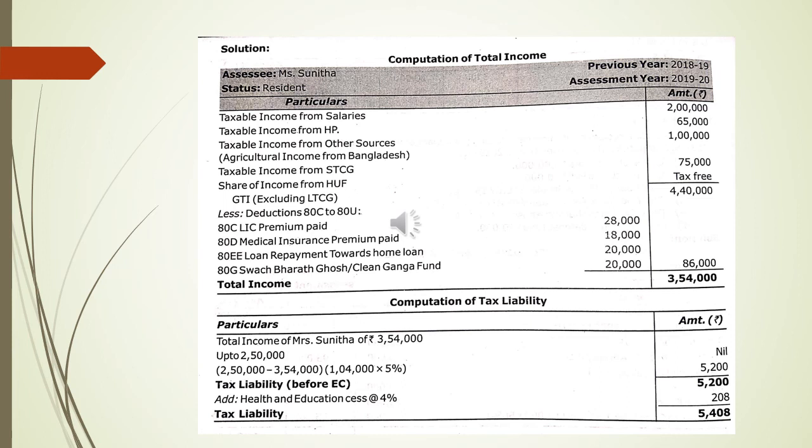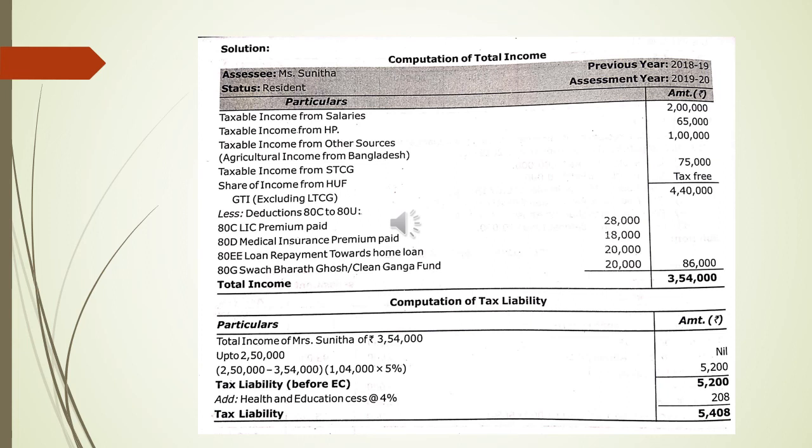Agricultural income within India is exempted from tax, whereas if you receive agricultural income from outside India, it becomes taxable. And it is taxable under income from other sources, so 1 lakh rupees. Then share of income from HUF is exempted. Computed income from short-term capital gains is given, so that becomes taxable. By adding all this, the gross total income becomes 4,40,000, out of which you have to claim deductions.